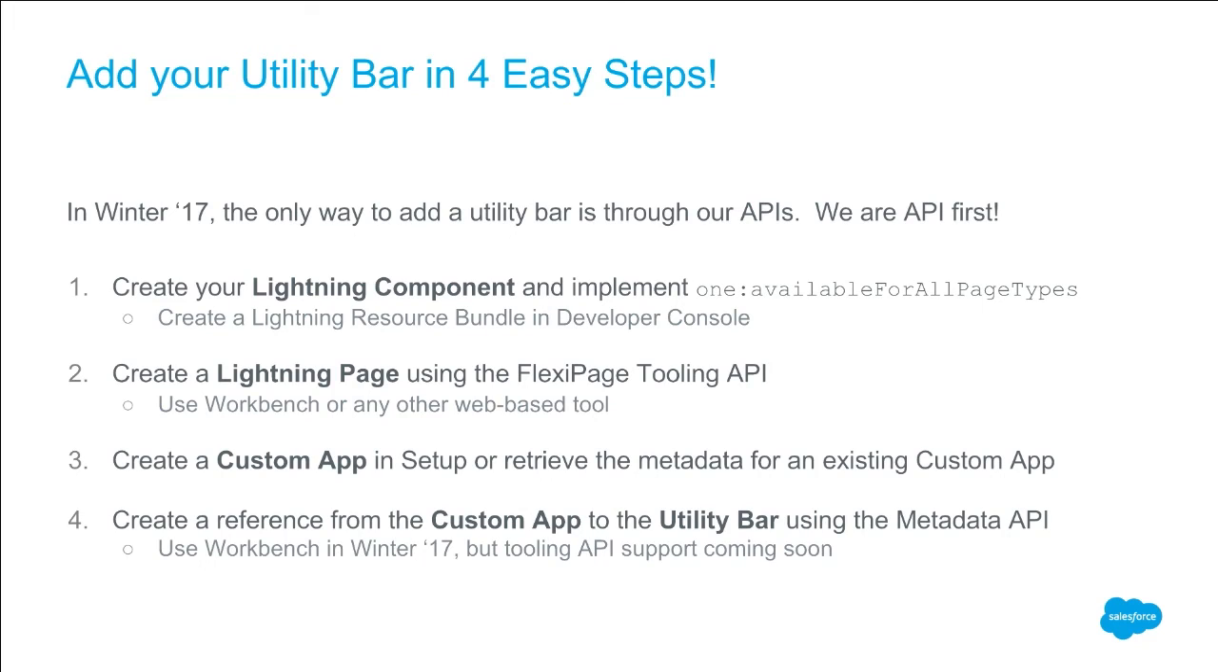So there are just 4 easy steps to add a Lightning component and make it part of a utility bar. And we're going to go ahead and dive into the demo. Let's dive in. We're going to do it live. Okay, where do we start? What we've done is preloaded a Lightning component in the developer console. So take us there, John.